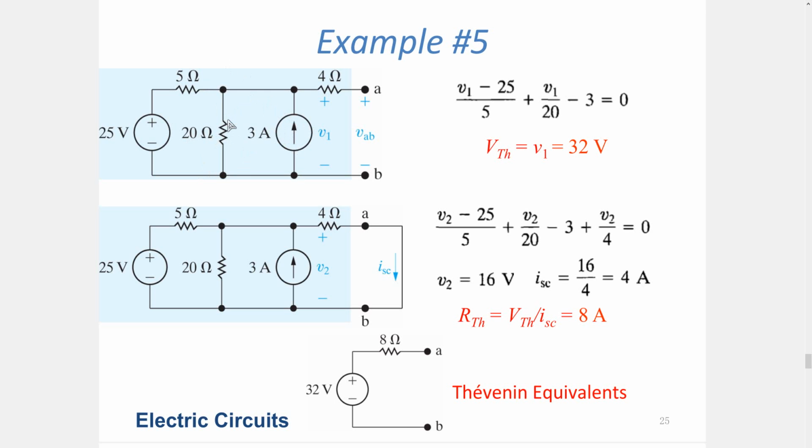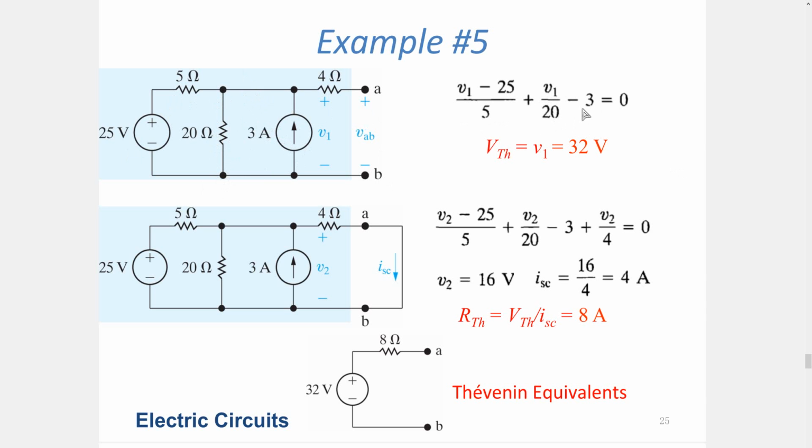So the sum of all currents must equal 0 at this circuit node according to Kirchhoff's current law. So I write down my currents. (V1 - 25)/5 ohms gives the current that is moving out of this node, and V1/20 shows me the current that goes into the reference terminal. And minus 3 amps is entering into the node. That's why it has a negative sign.